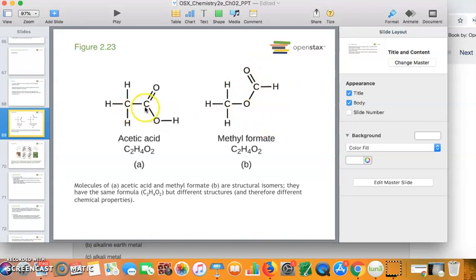You can see that instead of the carbon-carbon single bond here, we have a carbon-oxygen single bond and then an oxygen-carbon single bond here, which is basically forming an ether structure. So these are two completely different types of compounds that have the same chemical formula, and so they're referred to as isomers of one another.